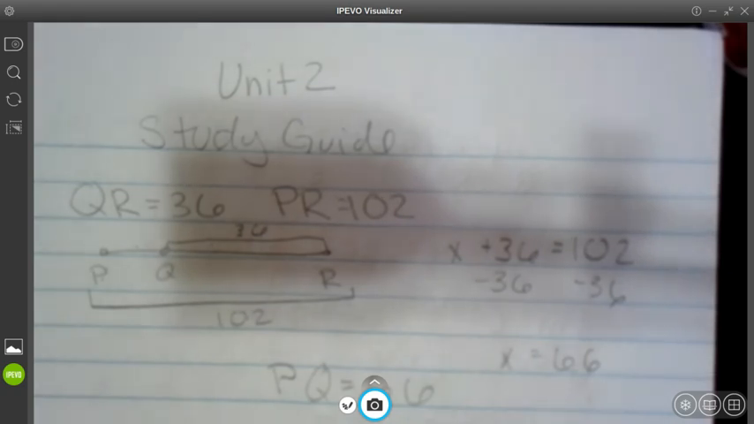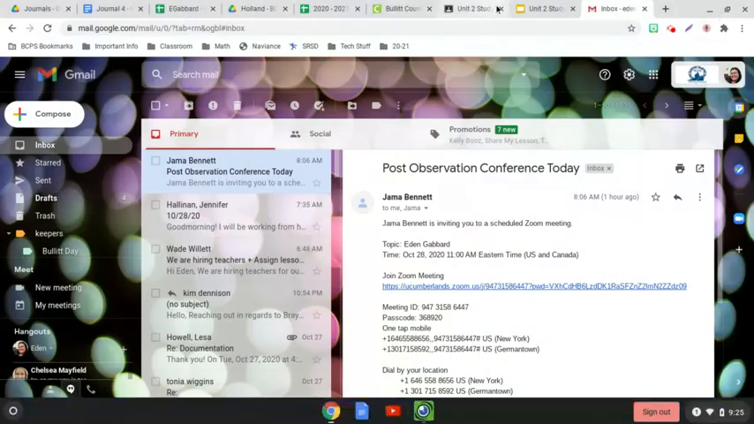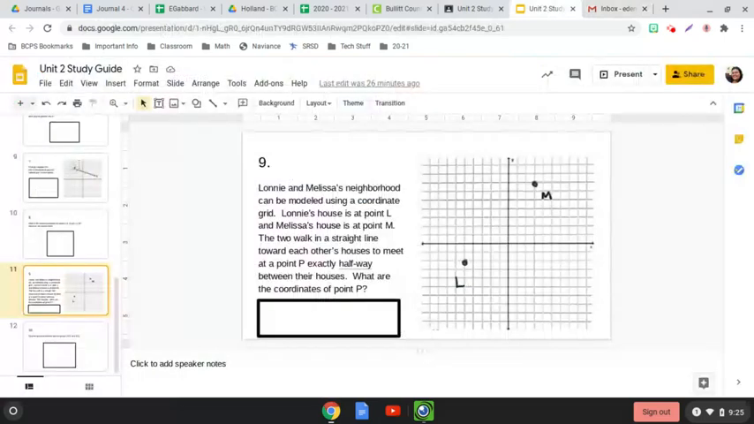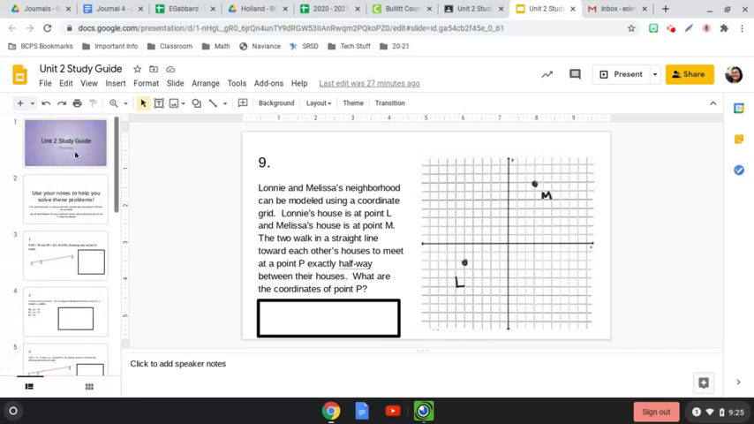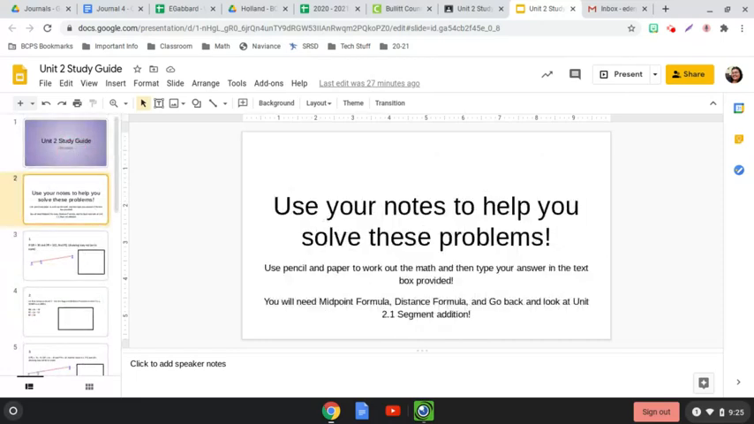Hey guys, this is us going to go through the Unit 2 study guide. I'm going to go through the problems that I went through with my first period class, and that way that's going to leave you a few to go through on your own. But nobody can say that I gave anybody an unfair advantage.